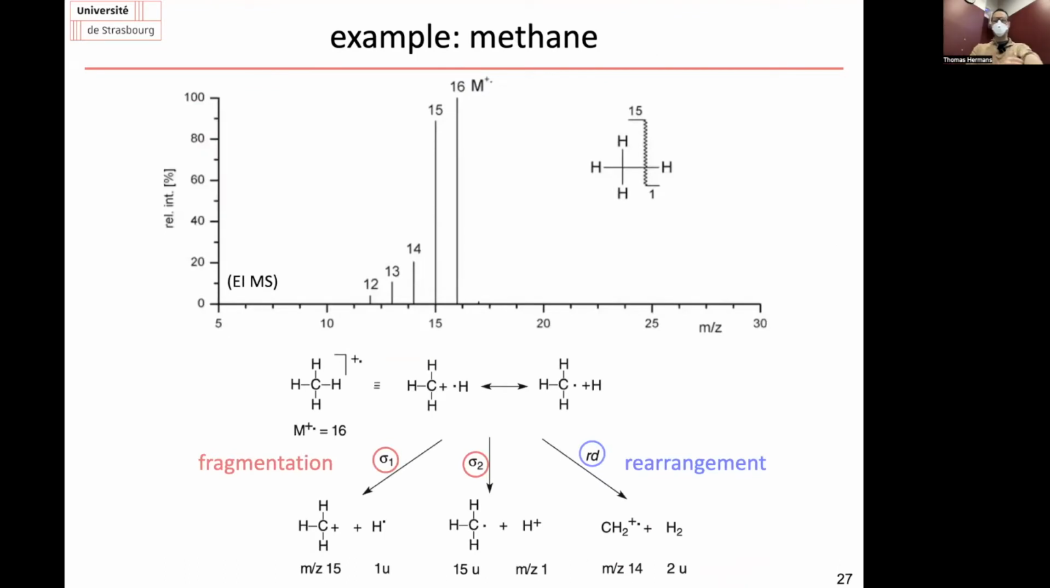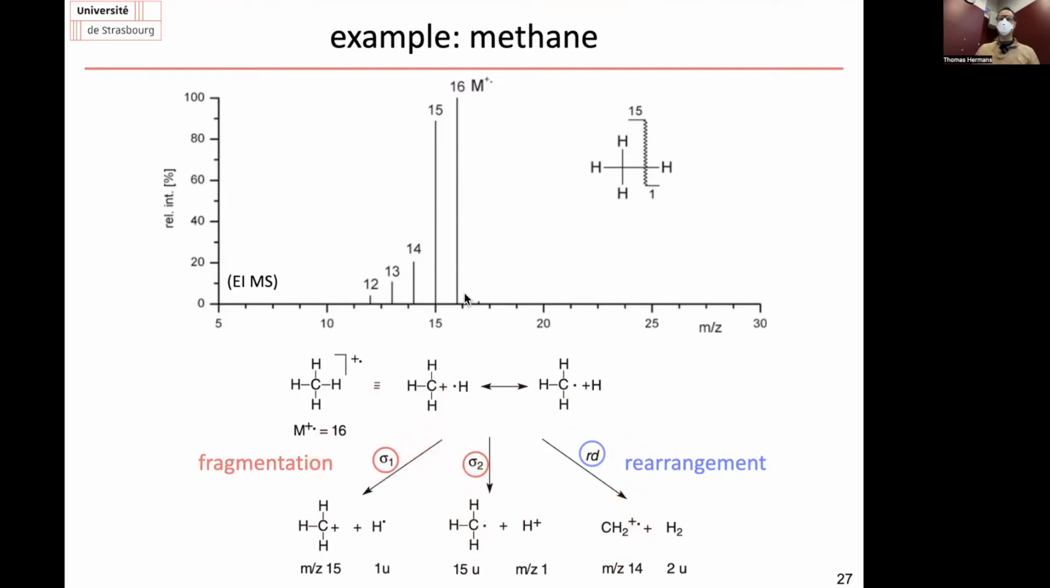Okay, so back to methane. This is the same spectrum I just showed you before. The molecular ion is 16. We have these different events that are possible. From this first ionization, we can get fragmentation. We break the sigma bond, and we get the CH3 cation and a hydrogen radical, right? So 15 and 1, again, because electrons don't weigh anything. Or we can split like this, with the radical on the CH3 and a proton here. Again, this gives you the same masses, so you cannot distinguish those two.